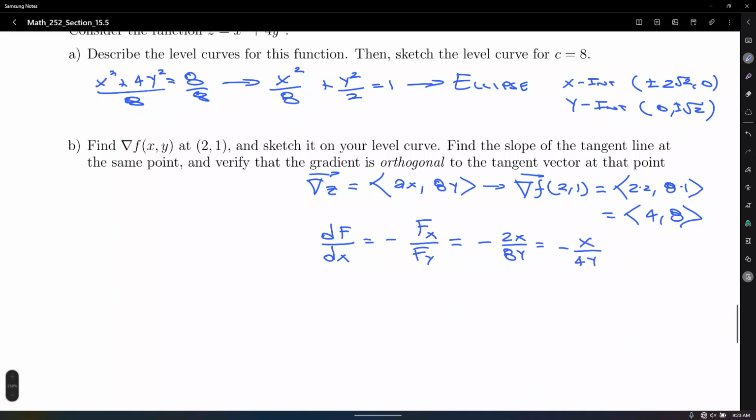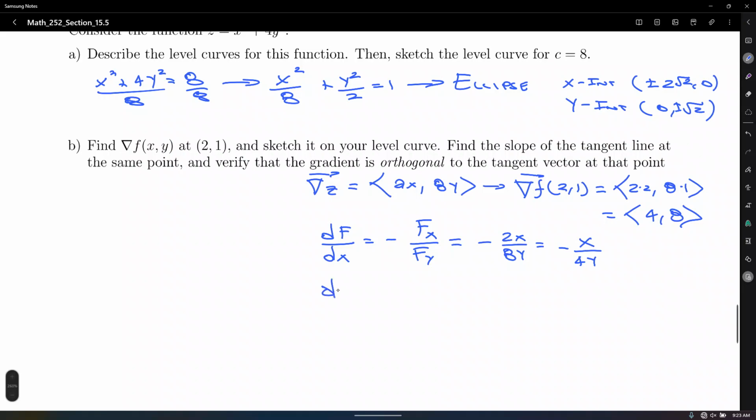Now, we need to evaluate this derivative at the point 2, 1, because that's going to give us the components of the tangent vector. Derivative means tangent, but we want a tangent vector.